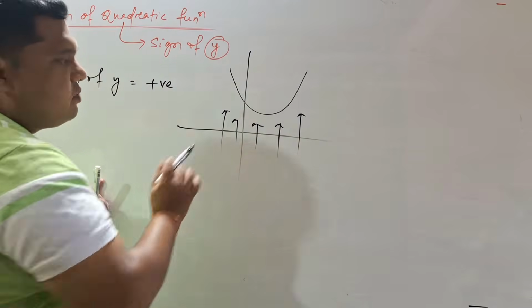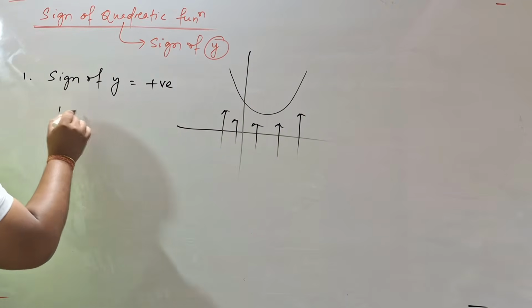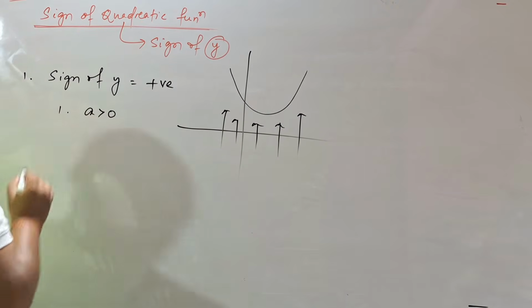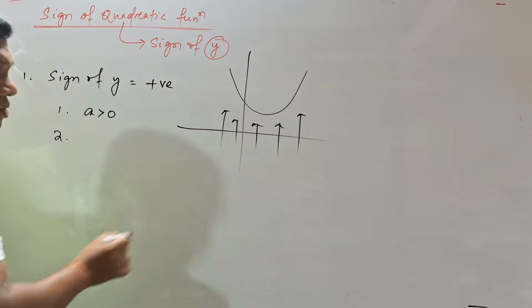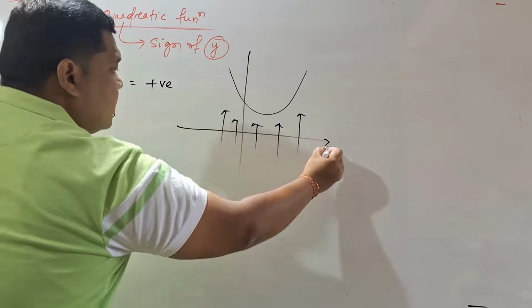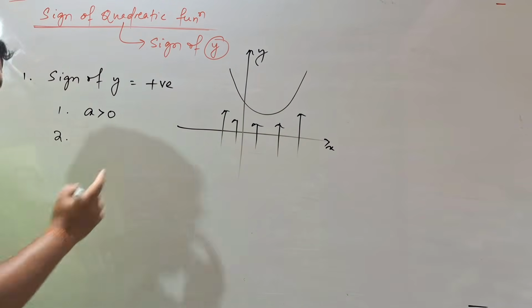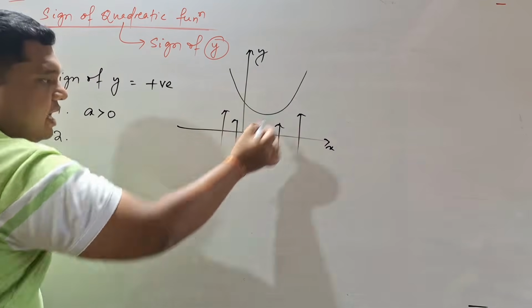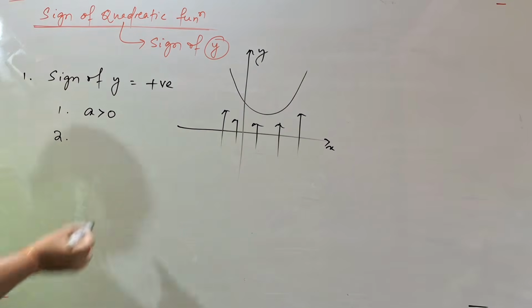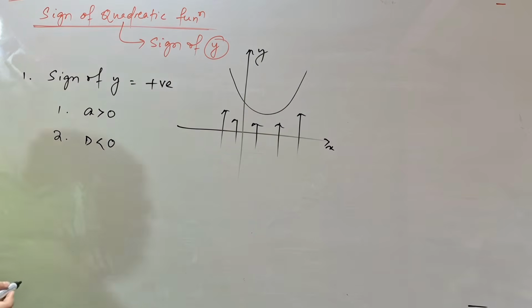So when this is attained, upward facing, the first condition is a greater than 0. Second, if d is greater than 0, the parabola will cut the x-axis. If a parabola cuts the x-axis, meaning real roots, then I will get y values of both signs. But here the sign is positive, so d must be less than 0, meaning imaginary roots.